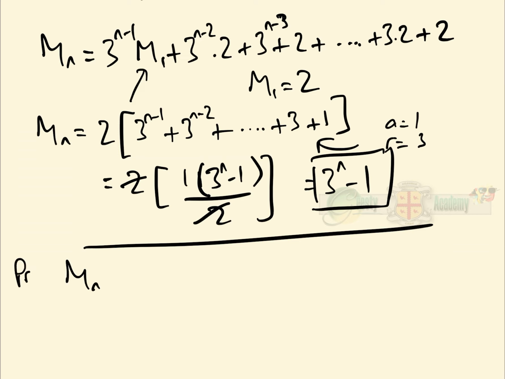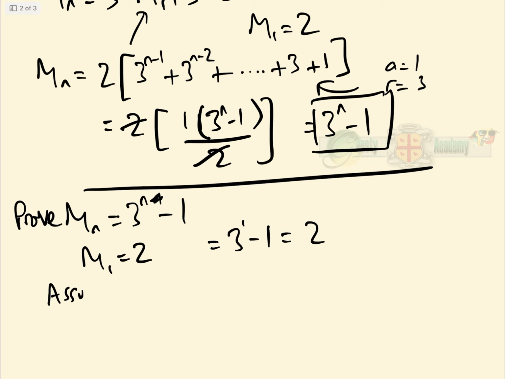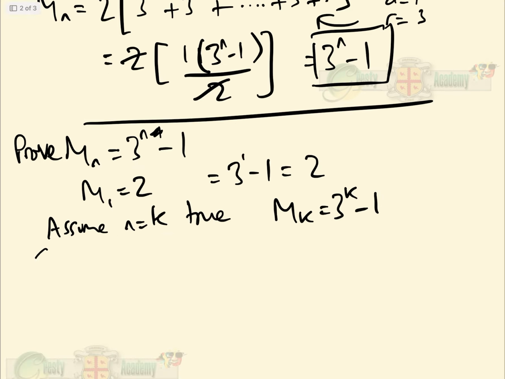Okay, so we need to prove by induction that Mn equals 3 to the n minus 1. Well, the base case we've just discussed: M1 equals 2, which equals 3 to the power of 1 minus 1, which is 2. Okay, so the base case is fine. Then let's assume for n equals k that it's true. Therefore we assume that Mk equals 3 to the k minus 1, and we need to show that for n equals k plus 1, M(k+1) is 3 to the k plus 1 minus 1.